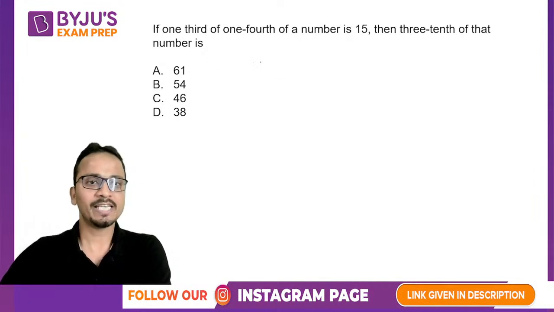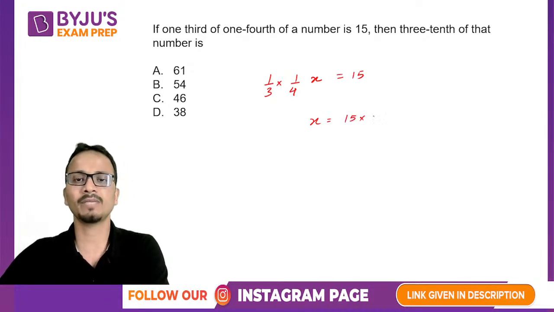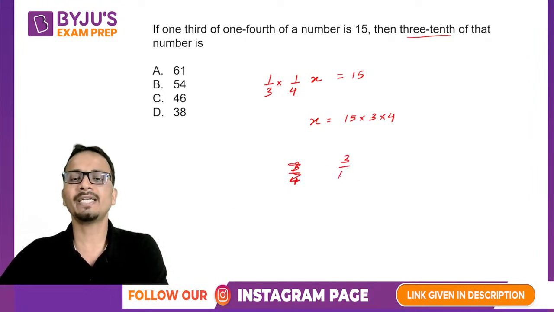Okay. So the question says 1/3 of 1/4 of a number, let's say the number is x, is equal to 15. So I can get the value of x as 15 into 3 into 4. Then 3/10 of that number. So 3/10 of x, that is 15 into 3 into 4.